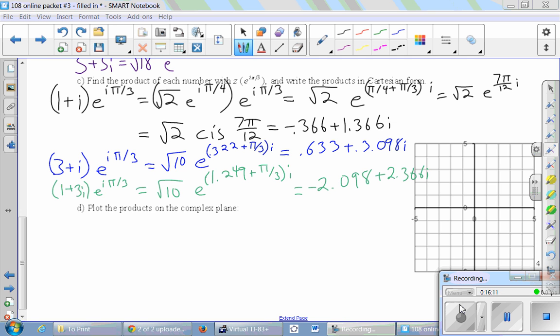And the last one, purple, 3 plus 3i times e to the i pi over 3. So here radius was root 18. Add the angles. We've done this one before. Pi over 4 and pi over 3. Still 7 pi over 12. At some point, use your calculator. Minus 1.098 plus 4.098i.